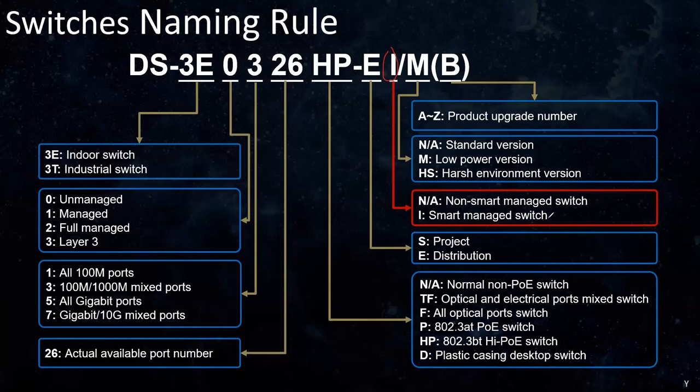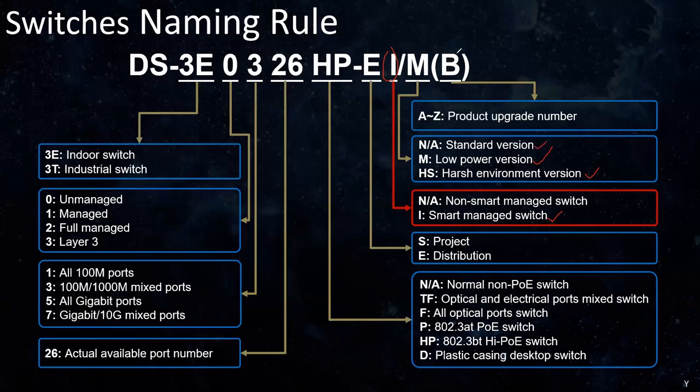So here we definitely have a smart managed series, one of our key spotlight product series. We will also discuss this series today during our training, where you can get a clear idea why it is important. Also, after that, you will see a slash. With a slash, there can be two variations. One is the M, which is a low power version, and HS means harsh environment version. If there's nothing here, that means it's a standard version.